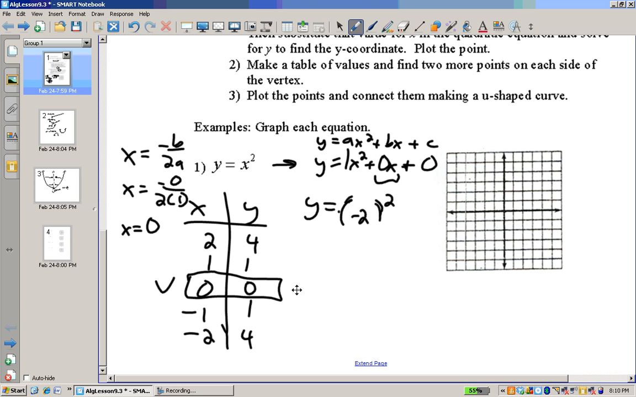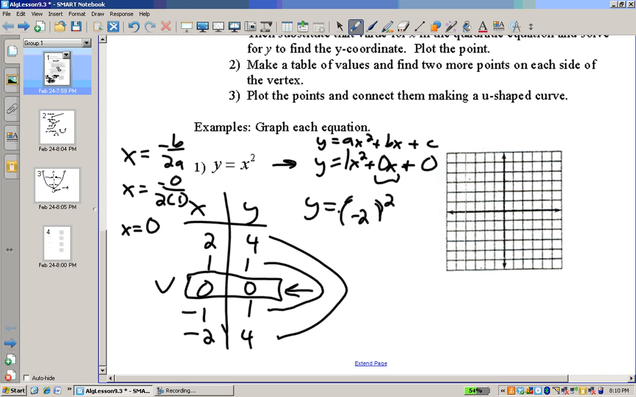Now, what should happen is our vertex would be the center. These should be the same distance apart. It's 1 away from 0, 1 away from 0. These should be the same as well. So literally 0, a pair of 1s, a pair of 4s. That's what should happen. We should have this nice symmetry.